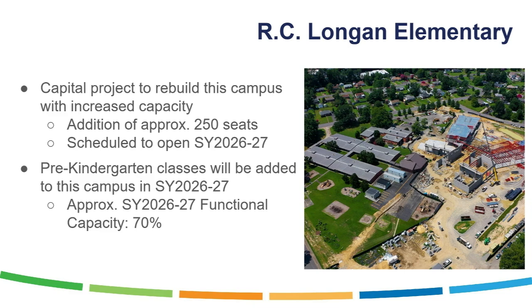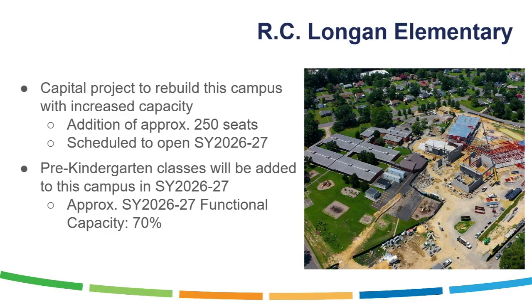R.C. Longin Elementary is also undergoing a rebuild that will add approximately 250 seats when it is complete and opens for the 2026-27 school year. This school had a functional capacity of 86% in 2024-25. At the request of the board, this scenario proposes leveraging new space at Longin to serve preschool students without a boundary adjustment. This is similar to the approach the board utilized with the new capacity added during the Holiday Elementary renovations.